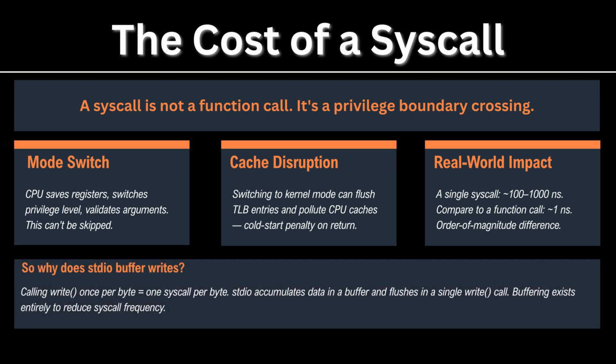This is exactly why stdio buffers writes. If you call write once per byte, you would be making one system call per byte. Instead, stdio accumulates data in a user space buffer and flushes it in a single write call. Buffering exists entirely to reduce system call frequency.